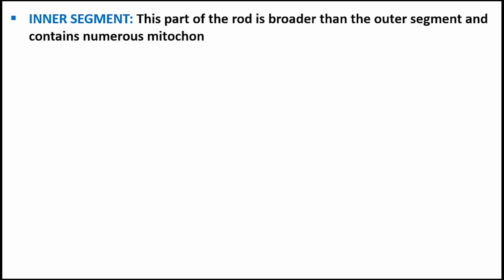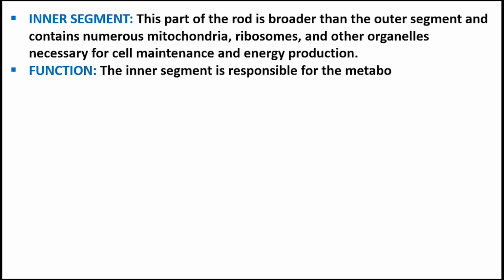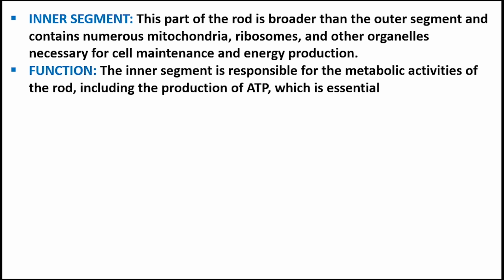Inner segment. This part of the rod is broader than the outer segment and contains numerous mitochondria, ribosomes, and other organelles necessary for cell maintenance and energy production. Function: the inner segment is responsible for the metabolic activities of the rod, including the production of ATP, which is essential for maintaining the photoreceptor's function.